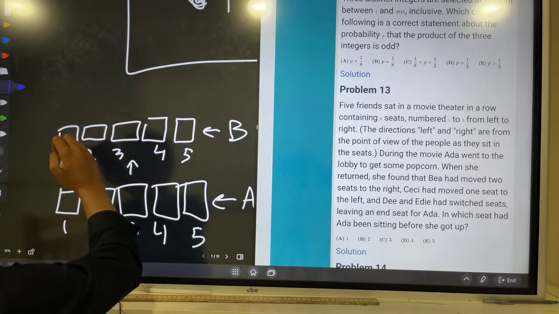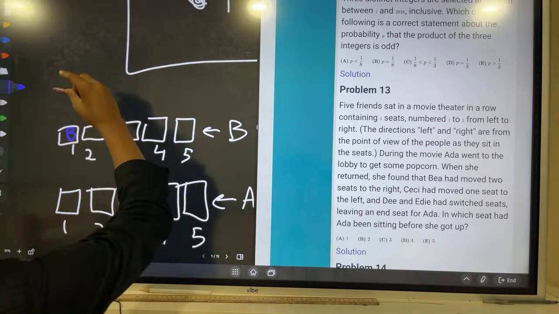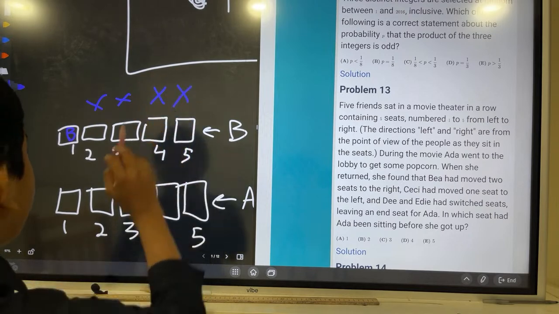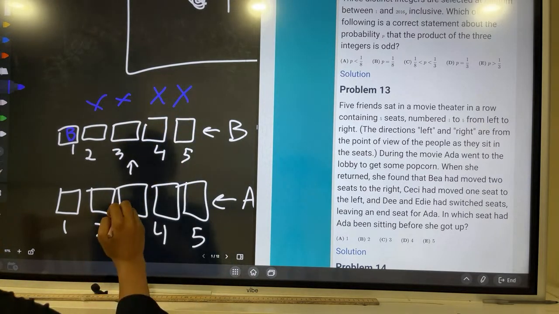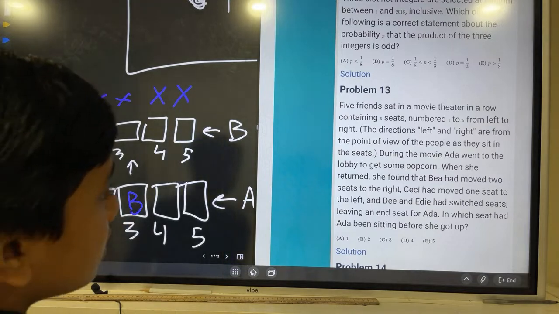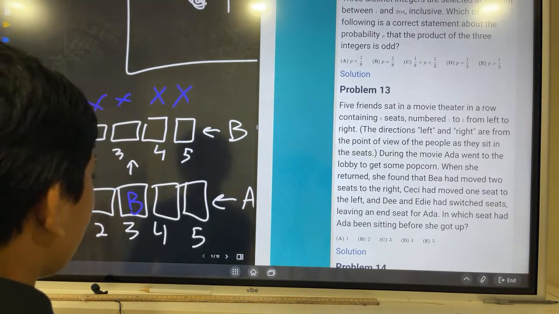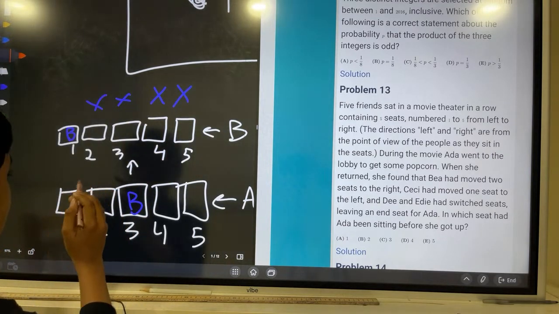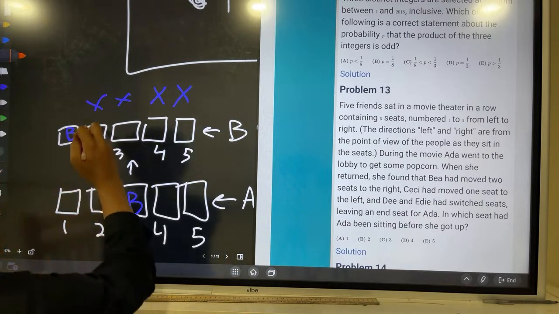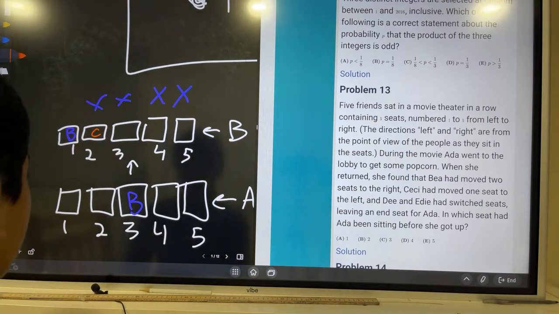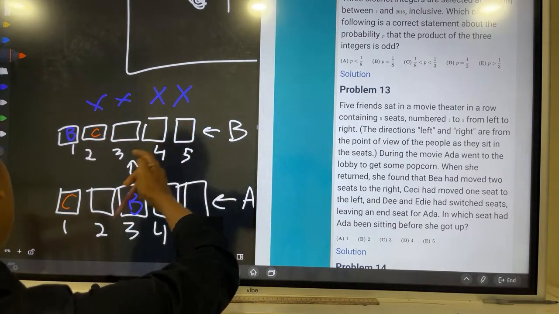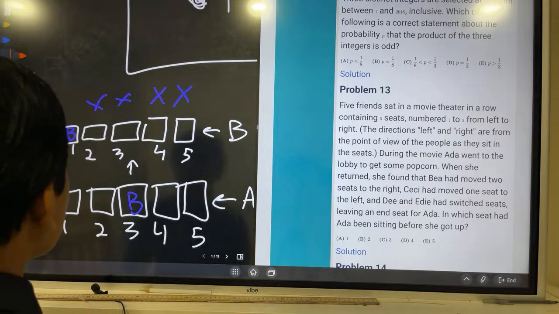So that means Bea must be sitting in seat 1 because we've cleared her of seat 2 and 3, and we know that it isn't possible for her to sit in seat 4 and 5. So that means Bea must be in seat 3. And then where did Ceci go? Ceci can't have been in seat 2. Well, he could have been. What would happen if Ceci was in seat 2? Well, then Ceci would move to seat 1, but the only ones that aren't occupied would be 4 and the other edge seat, which should be reserved for Ada.